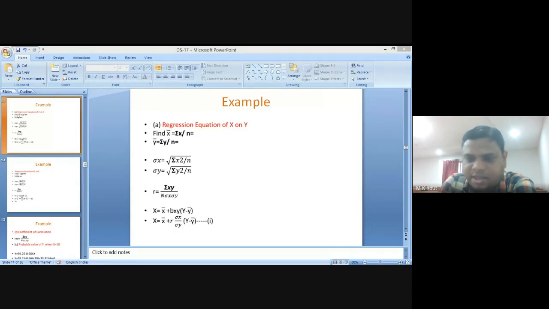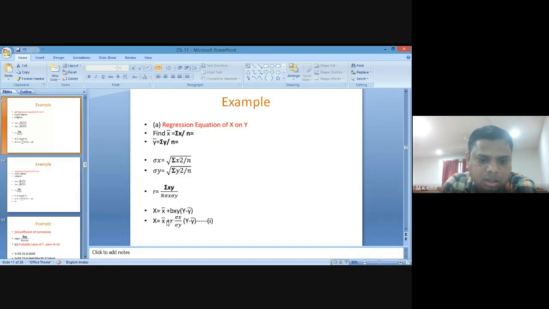Okay, the next step is, if you go to the formula of regression line x on y, that equals to how much? I just write here. In the next step, that is x equals to x bar plus bxy into y minus y bar. As you know, the formula for bxy is r into sigma x divided by sigma y. I just simplify that one, then put all the values.